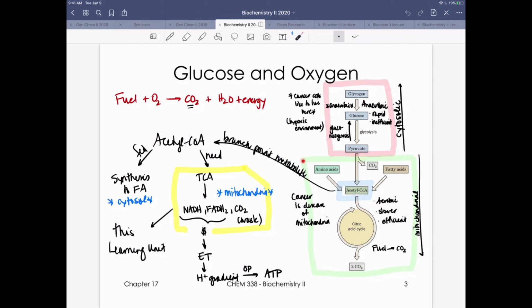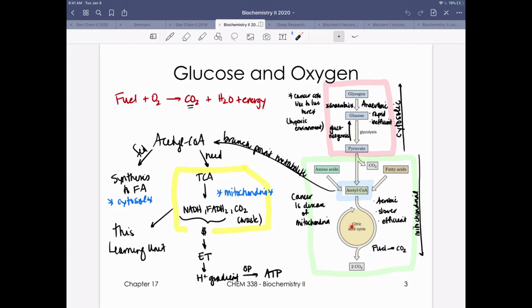But highlighting, all of these processes are mitochondrial. The oxidation of fatty acids happens in the mitochondria. The full metabolism of many amino acids requires enzymes that live in the mitochondria. Acetyl-CoA is an important branch point metabolite, and handling acetyl-CoA is a mitochondrial event.